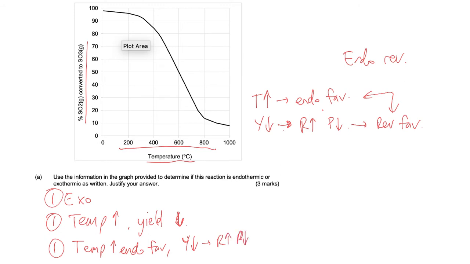And so therefore that's the reverse rate of reaction favored. Since the reverse is favored and the endo is favored, therefore reverse must equal endo, and therefore the forward must equal exo. All right, that's that.